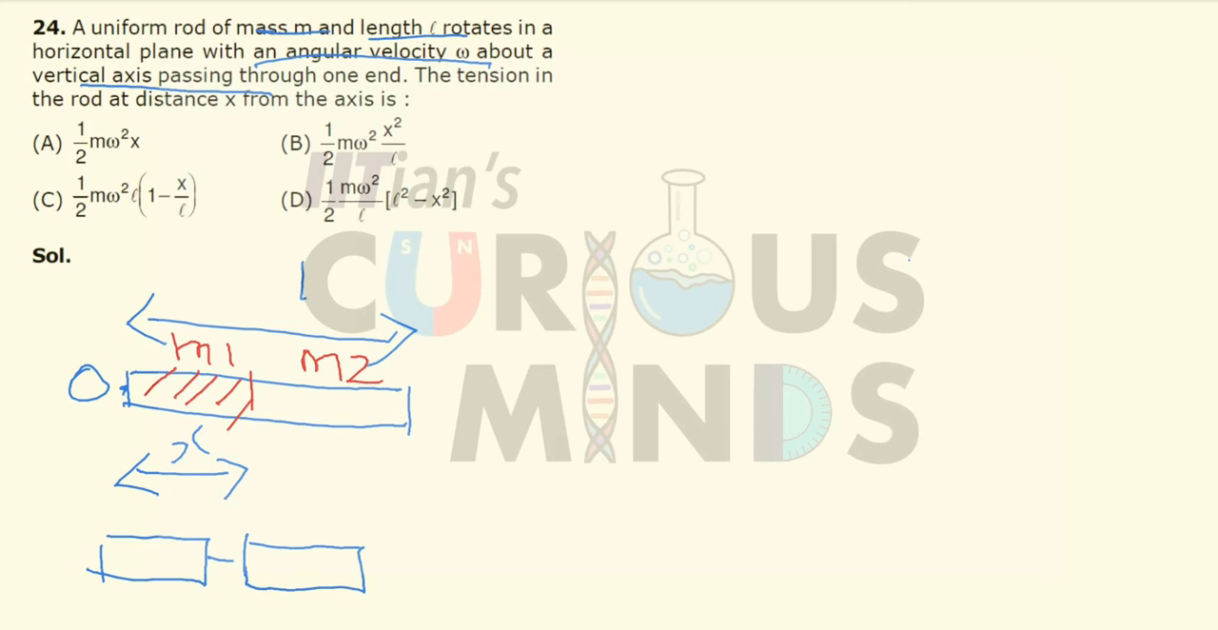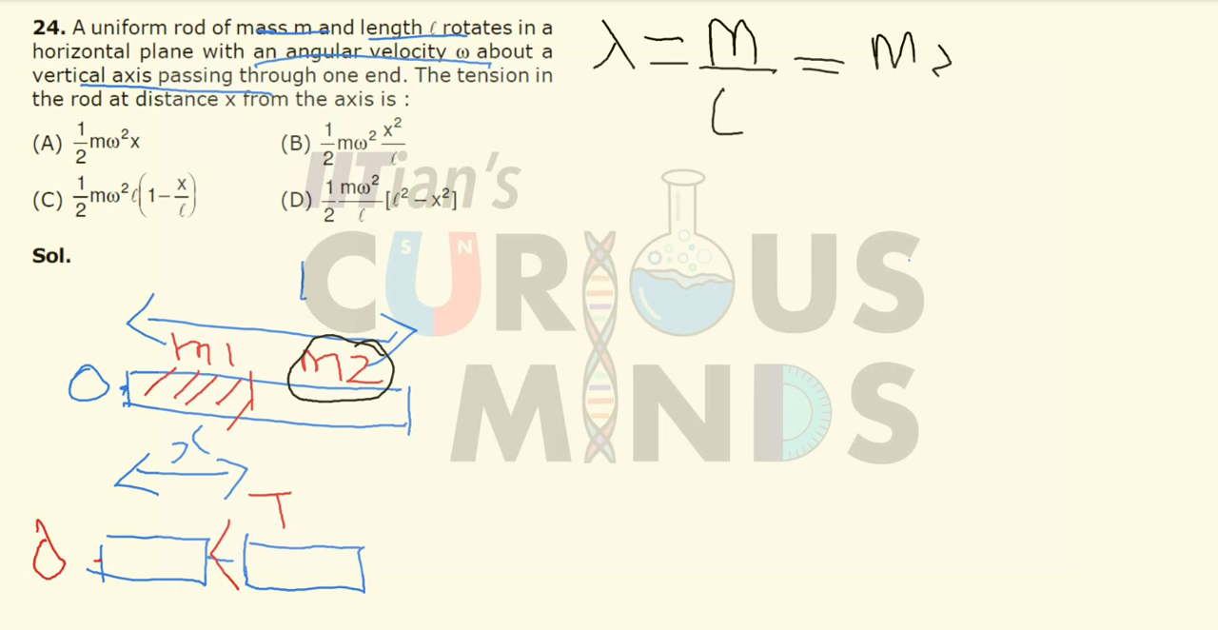So here on the right hand side, a tension will act, which will be equal to T, and this tension we have to find, which is at a distance x from the point O. So basically the mass of this rod, now the mass per unit length lambda will be equal to m, the entire mass, divided by L. If I take this mass, I want to find out the m2.